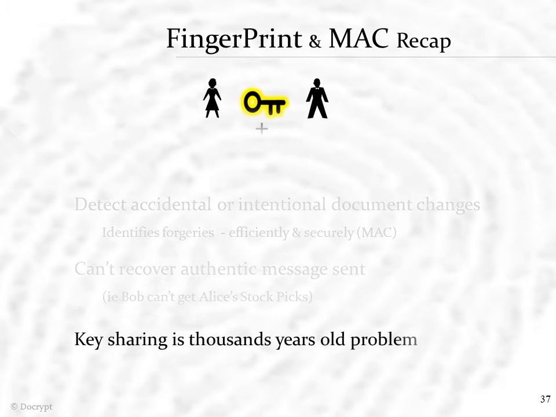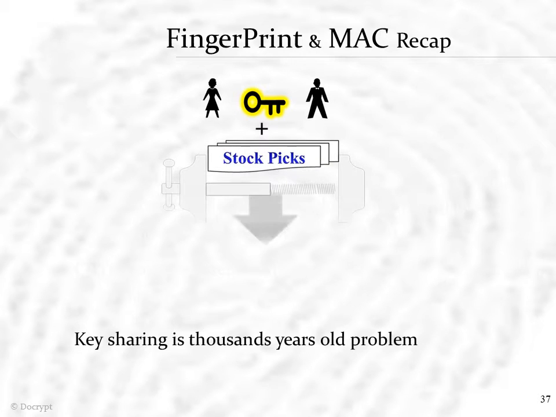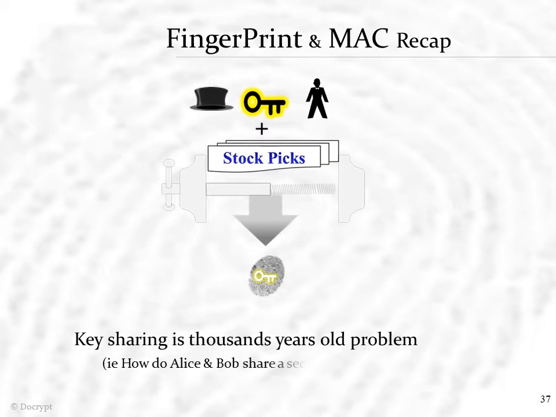Also, key sharing is a thousands-of-year-old problem. How does Bob know that someone else who has Alice's shared secret key didn't send him her stock picks? He'll never know. Those problems were solved less than 50 years ago by public key cryptography.